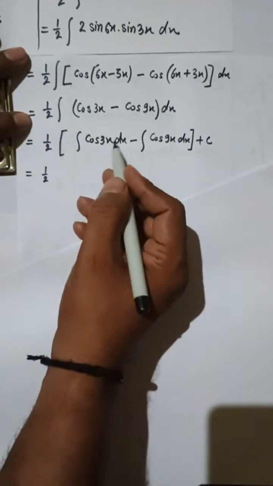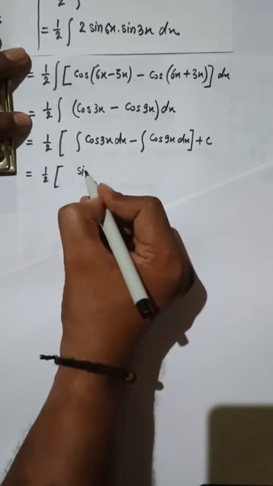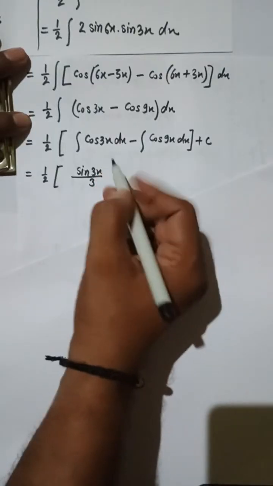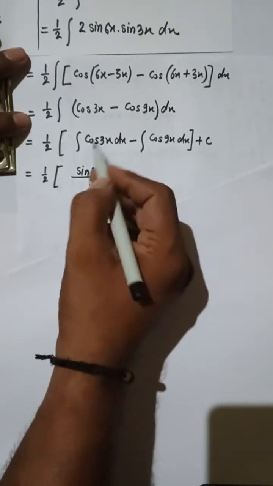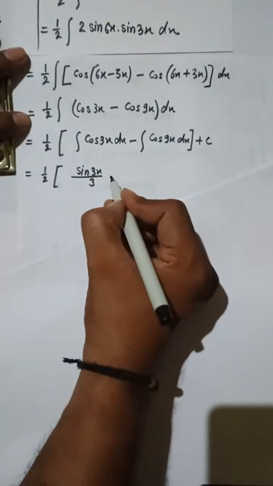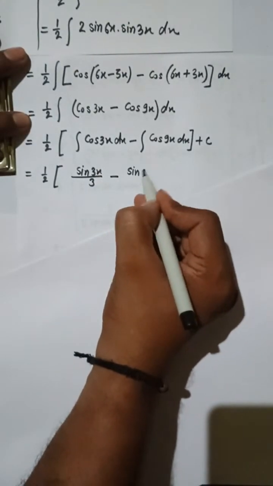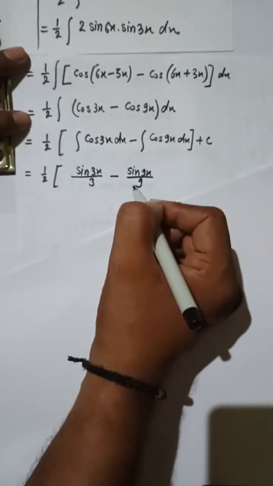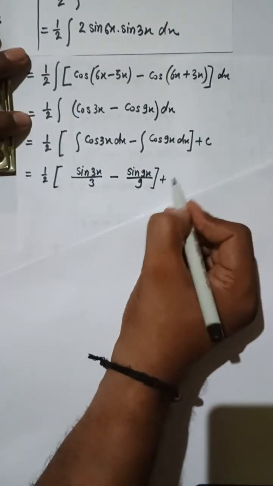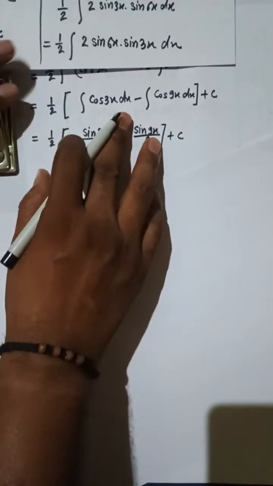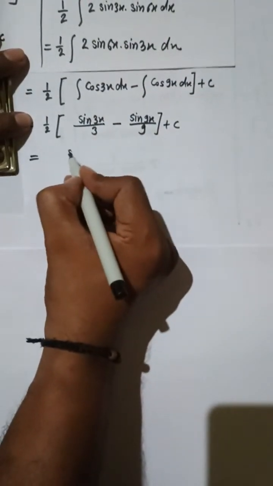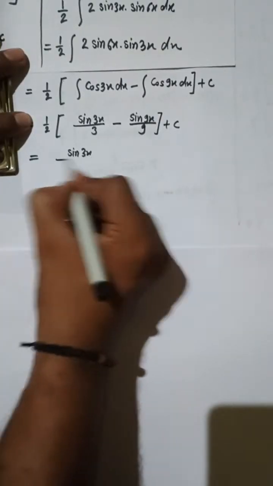The integration of cos 3x dx will give us sine 3x by 3, because 3 is the coefficient of x, and then negative sine 9x divided by 9, because 9 is the coefficient of x. On the last we have the final result. 1 by 2 is going to multiply with this, so we have sine 3x by 2 into 3.